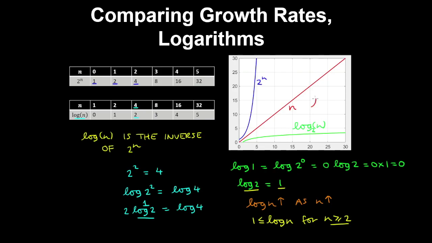And therefore we can conclude that log n is always less than or equal to n for all n greater than or equal to 1. And you can see that from this table here, that log n grows a lot slower than n, starting from n equals 1.